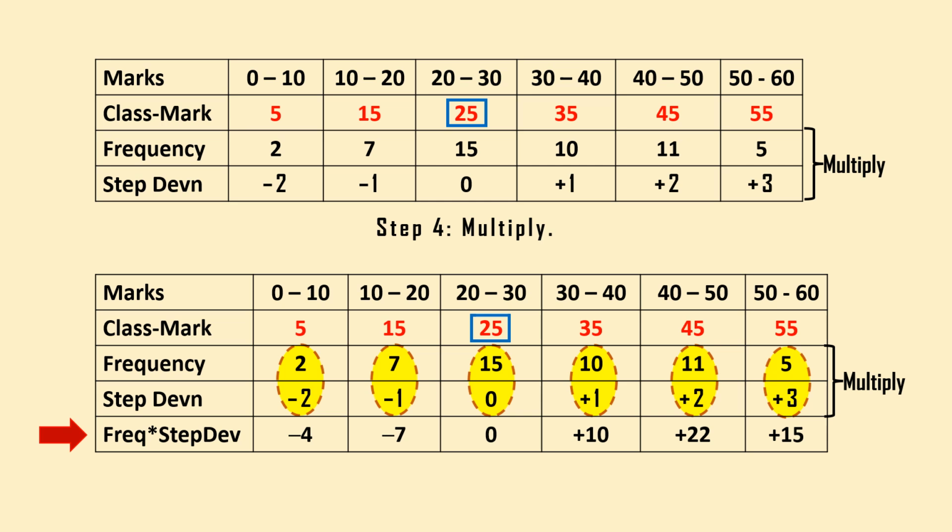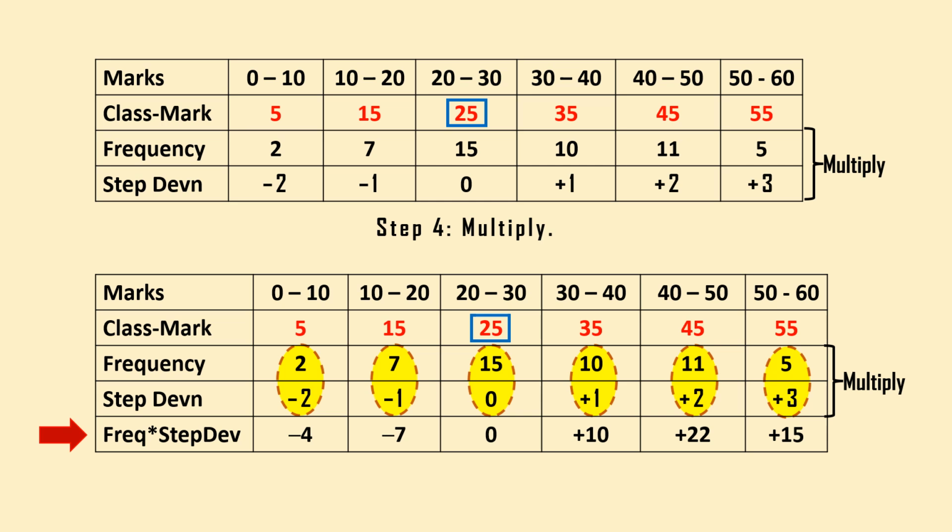the correct sign. Like 2 into -2 is -4. 7 into -1 is -7. And anything into 0 is 0. 10 into +1 is +10. 11 into +2 is +22. So you always see that you write the product with the correct sign. The sign is important. So we multiply.